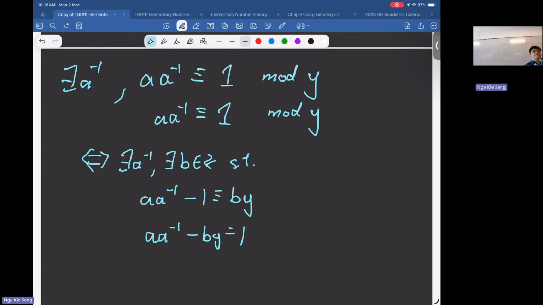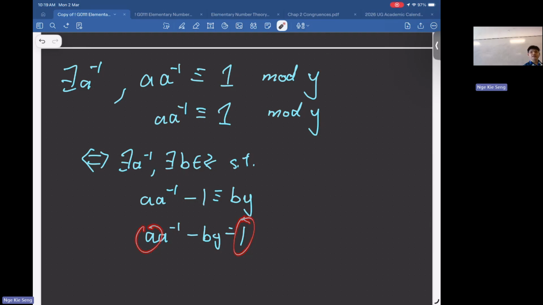You still remember how to solve this? What algorithm? Euclidean algorithm. So you can use the Euclidean algorithm to find. Or more precisely, what algorithm is that? Extended Euclidean algorithm, because you want to express 1 as a linear combination of A and Y. Okay, does it make sense? So that linear combination will give you this inverse here.